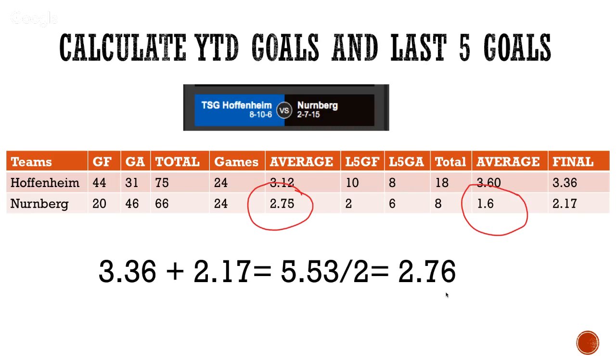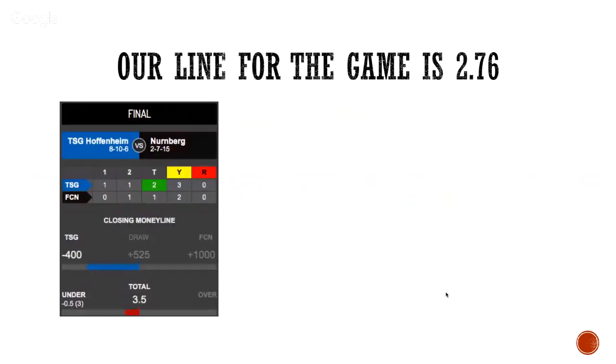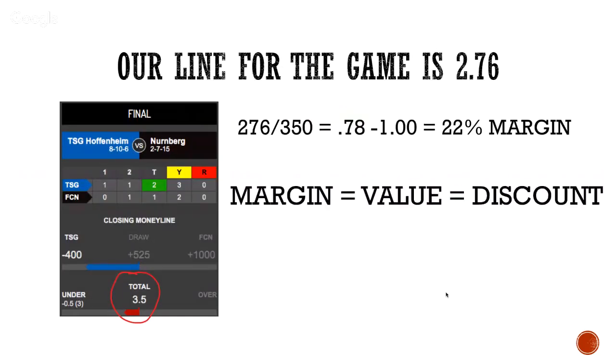They look at year-to-date averages, whereas if you look over there at the 1.6, we factored in the last 5 games as well as the year-to-date, which gave us a more accurate model and prediction of how many goals Nuremberg really was going to score. So they really weren't scoring that many goals. Yet the over for this game was 3.5.